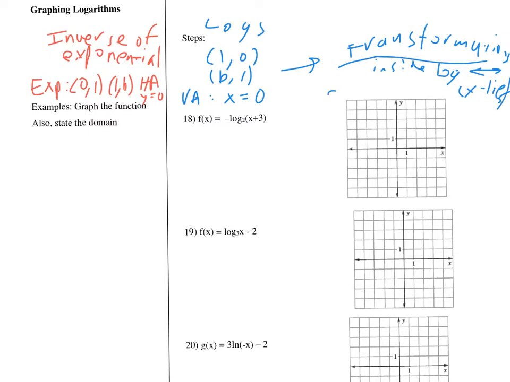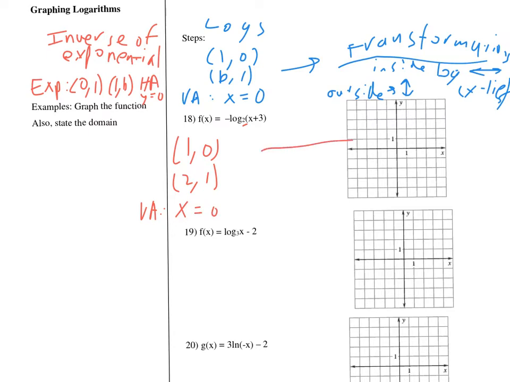And then outside is going to affect the up and down, so it's going to be the up and down, okay? All right, so let's get started here on number 18. So for number 18, we're going to start off with our points here. So we have 1, 0. We have base, 1. Now our base here is 2. And we're going to start off with a vertical asymptote at x equals 0.